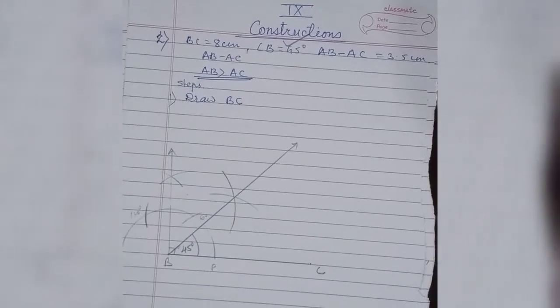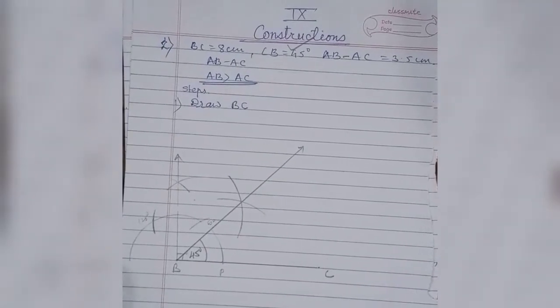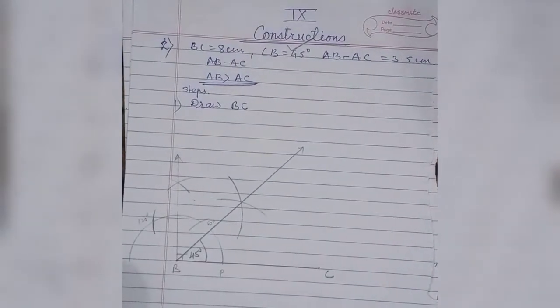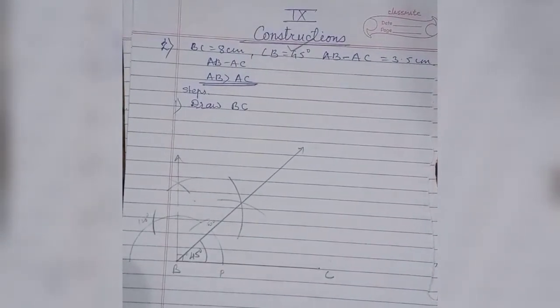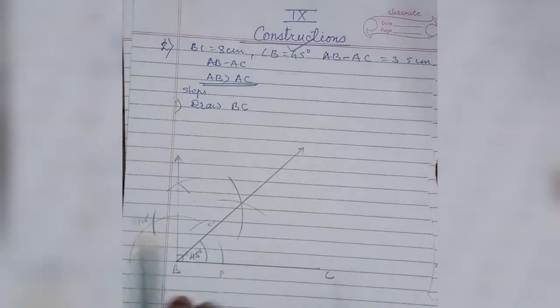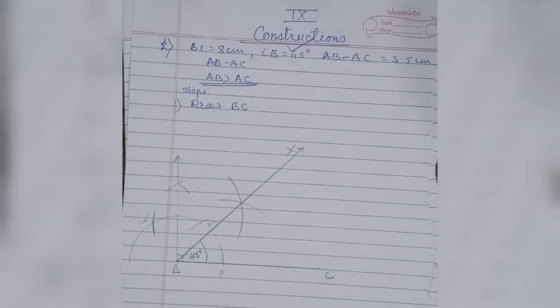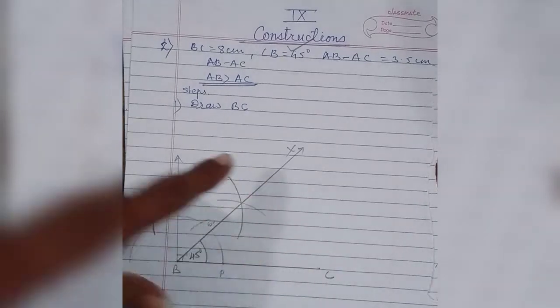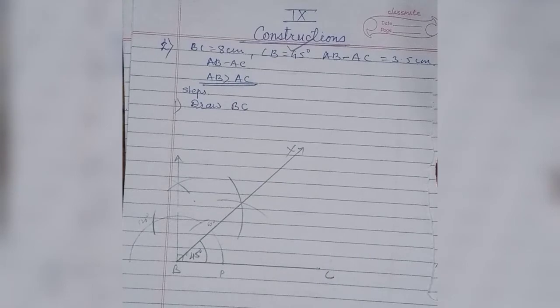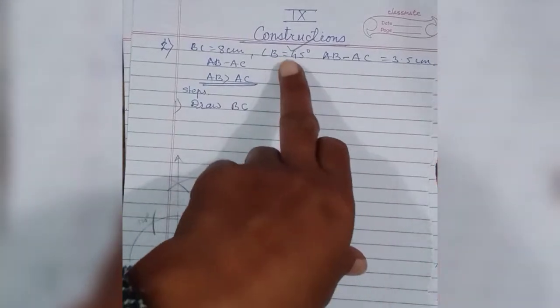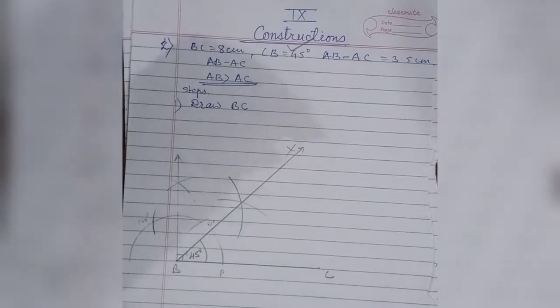Then what is the next step of construction? First draw BC. Then at B make an angle XB equal to the given angle. I extend this. Suppose this is X. Next, this is our angle XBC, which is equal to the given angle B of 45 degree.